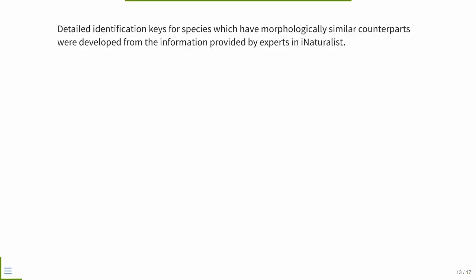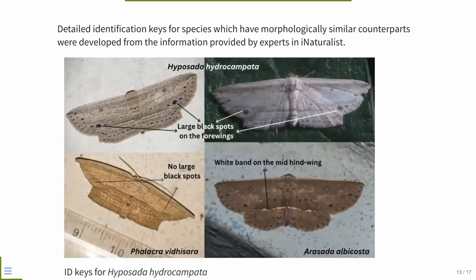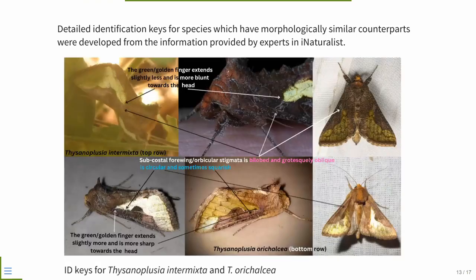the help of experts. Detailed identification keys for species which have morphologically similar counterparts were developed from information provided by experts in iNaturalist, such as those for Herminia undulata, Hypocera hydrocampata, Celama semarova, and Thysanoplusia intermixta.